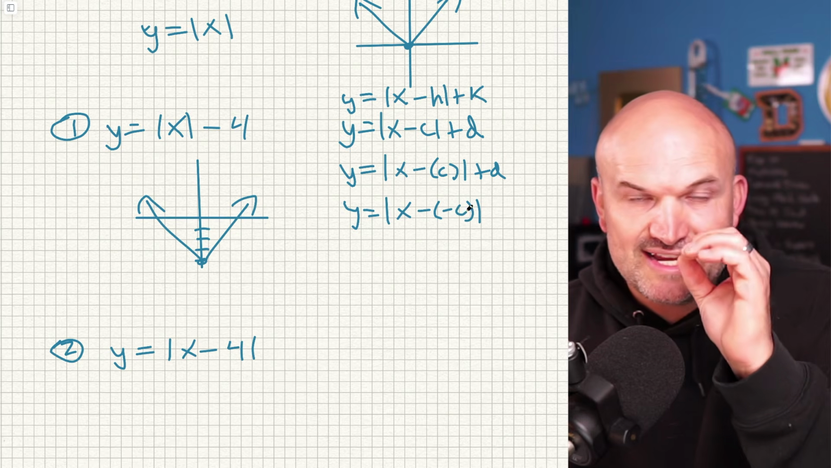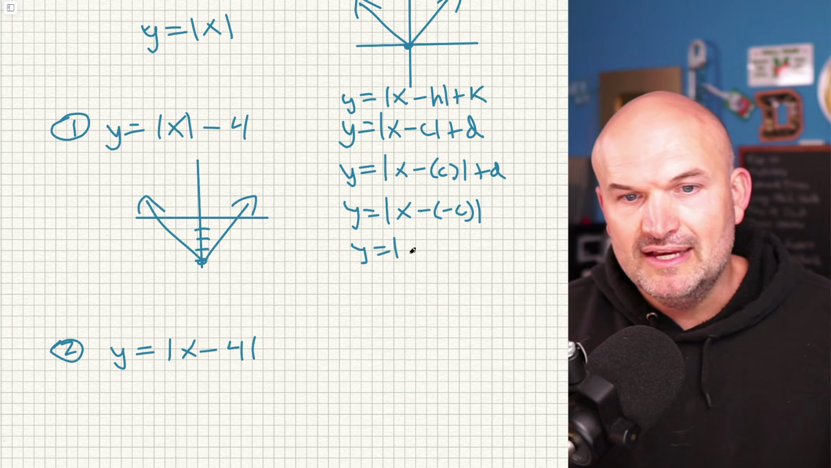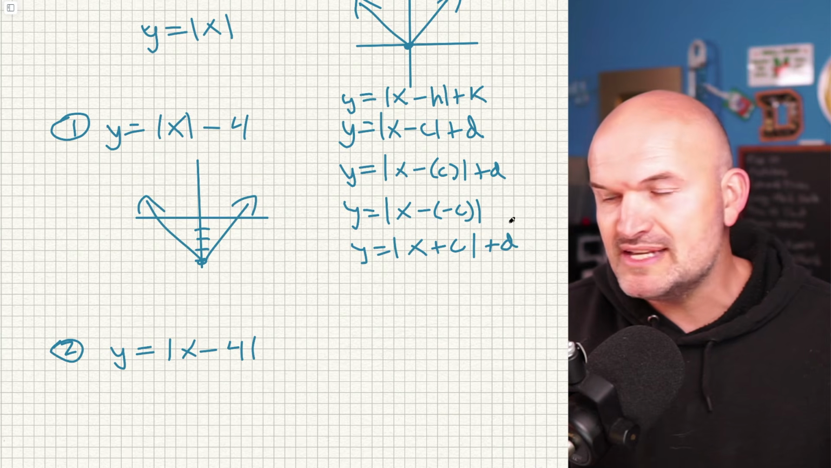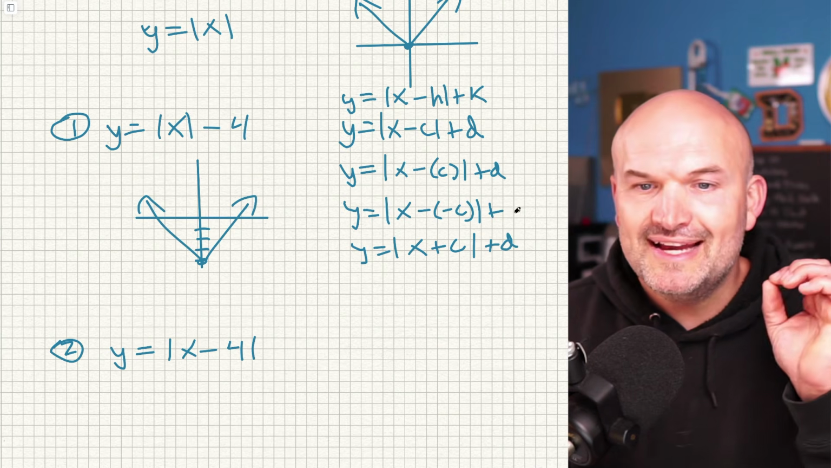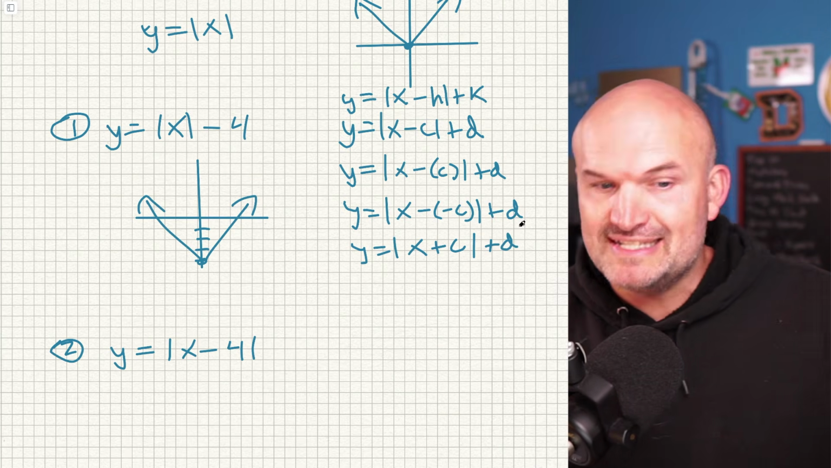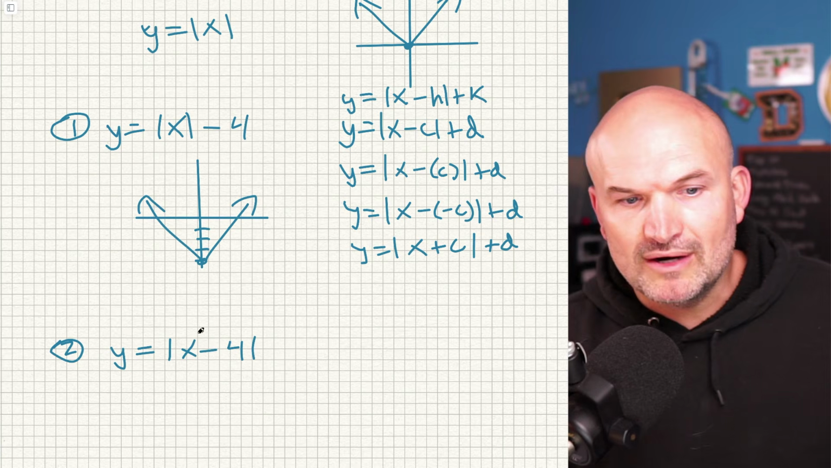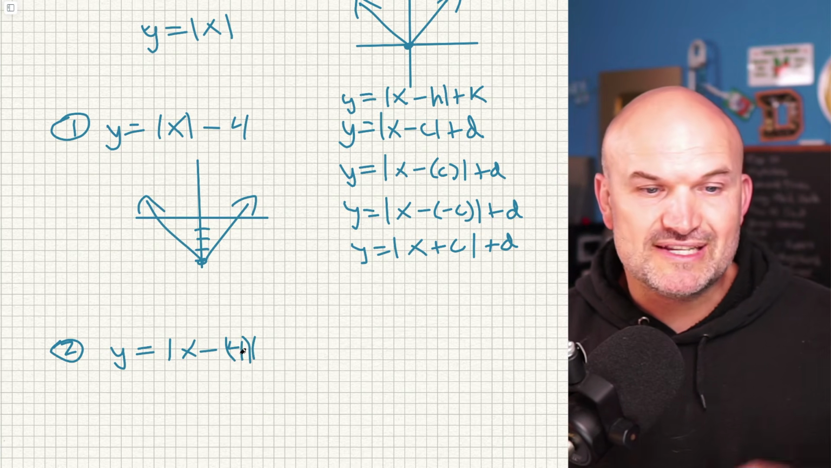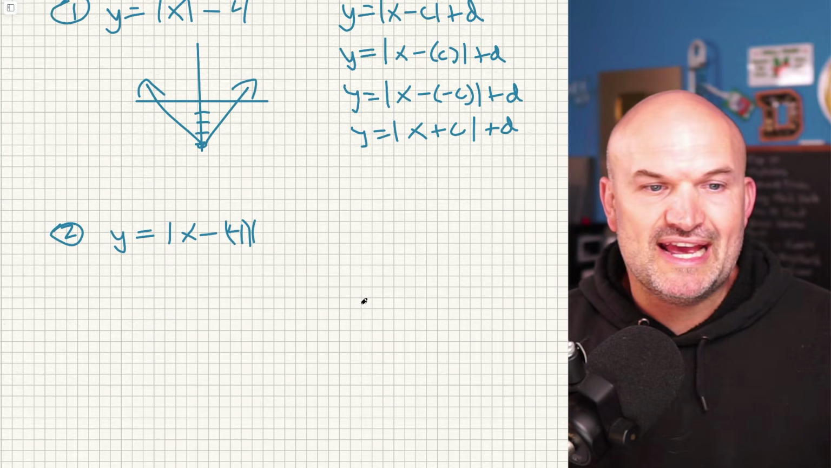But x minus a negative c is really the same thing as x plus c when you go ahead and simplify it, okay? So it's a little distinction that makes a big difference. So this x minus 4 actually means my 4, if we put parentheses around that, is actually going to be positive. So this is actually going to be a shift to the right.